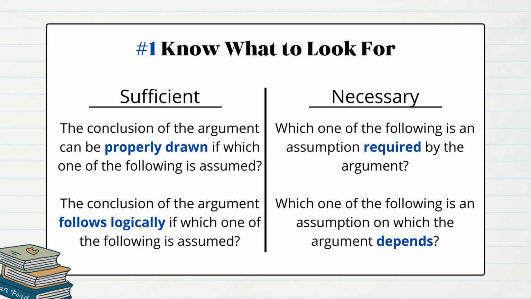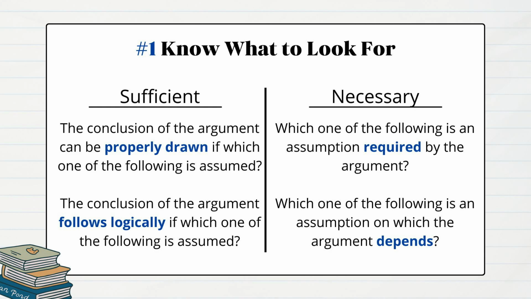So, how I differentiate between the two is very simple. I first look for strong language. So, if I see anything like required, depends, or necessarily, and the word assumption, then it's necessary assumption. If I don't see those words, then quite simply, it's a sufficient. And that's all you have to do. So, we covered that. The next question is, when you're dealing with sufficient or necessary, what's the next step?